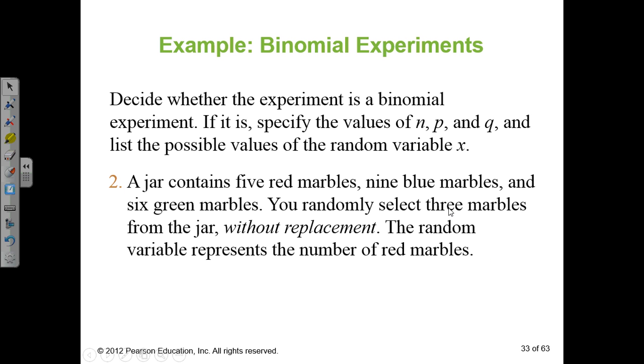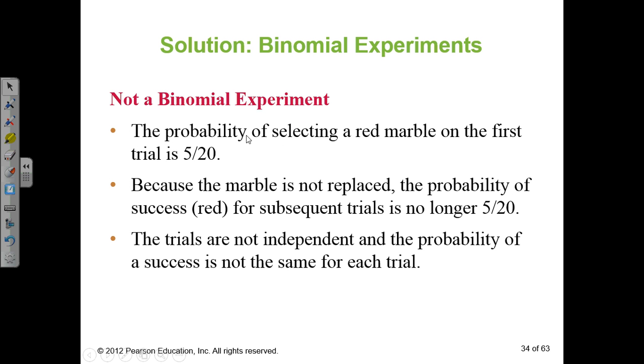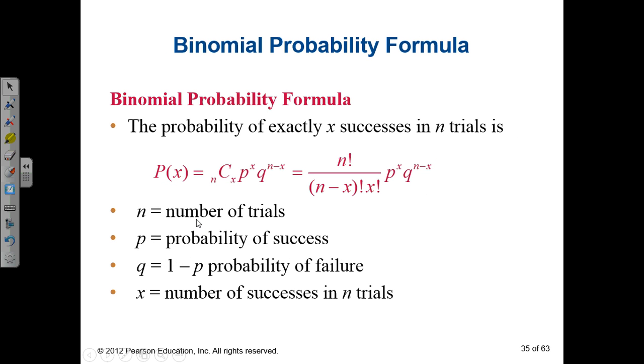Our problem is that each of these trials is not independent of the others because we're doing these draws without replacement. Thus, even though the probability of selecting a red marble on the first draw is 5 out of 20, it doesn't stay 5 out of 20 for each of the draws, because without replacement it goes down to 19. There's only 19 marbles in the jar, and so forth. So the trials are not independent, and thus it's not binomial.